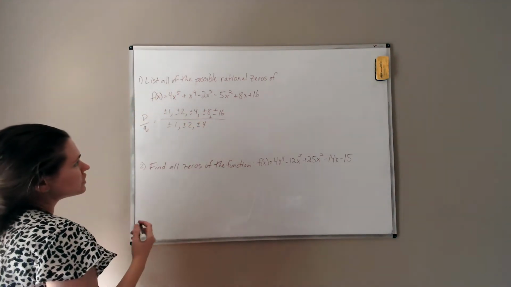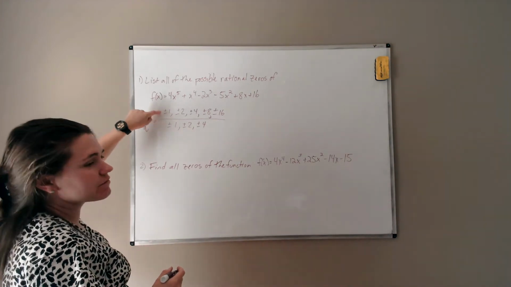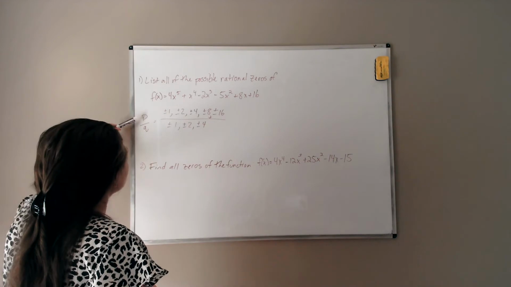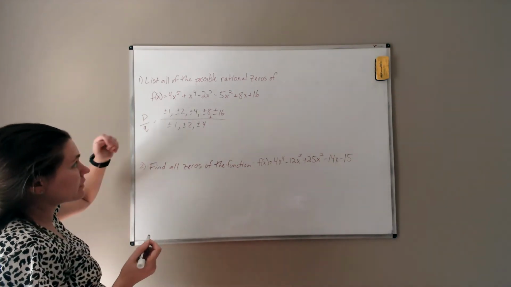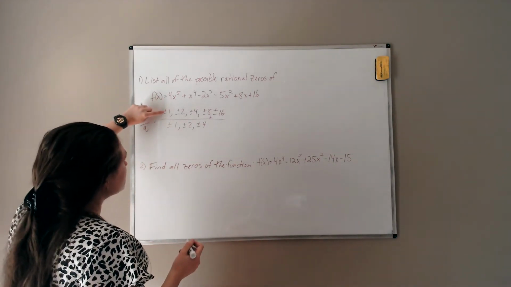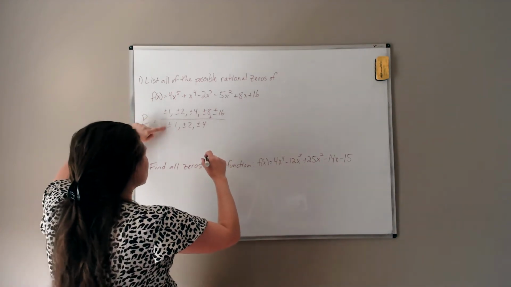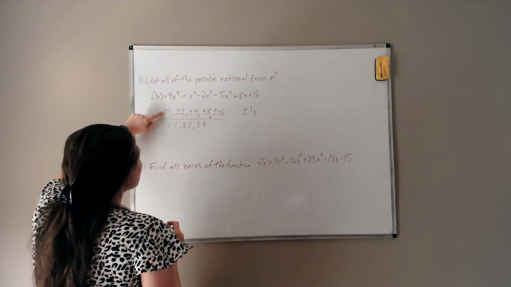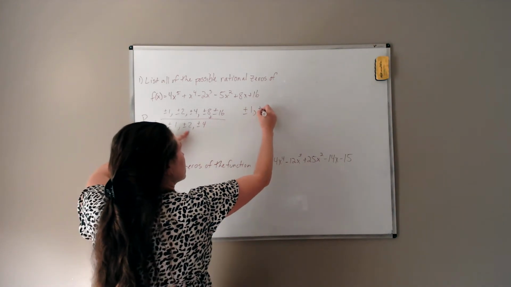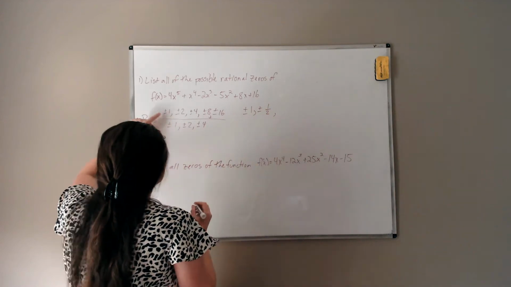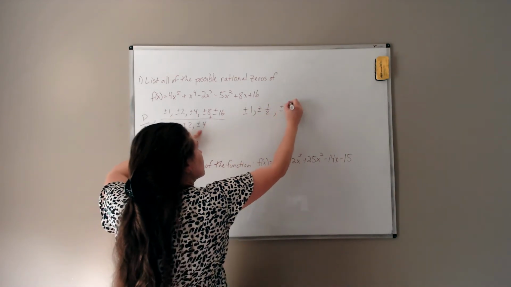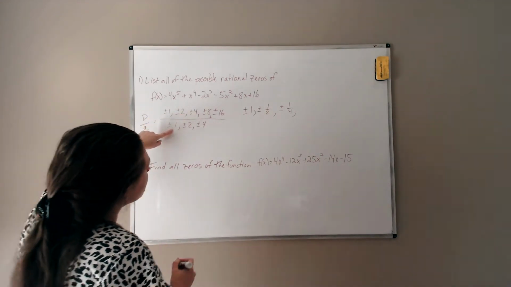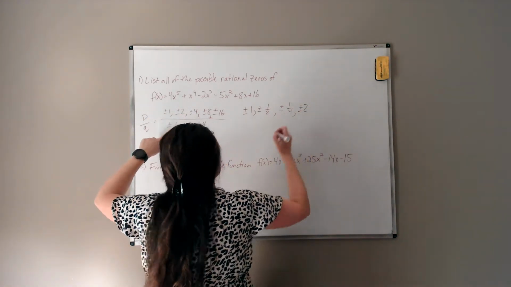Okay, so now we can generate our list. It's going to be every factor of the numerator over every factor of the denominator. Every factor of p over every factor of q. So we've got a pretty big list here. So what we do is we take each p and put it over each q. So plus or minus 1 over plus or minus 1, that's just going to be plus or minus 1. Plus or minus 1 over plus or minus 2, that's going to be plus or minus 1/2. Plus or minus 1 over plus or minus 4, it's going to be plus or minus a fourth. Then plus or minus 2 over plus or minus 1, that's going to be plus or minus 2.